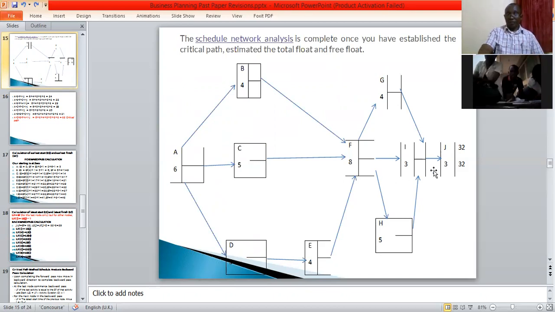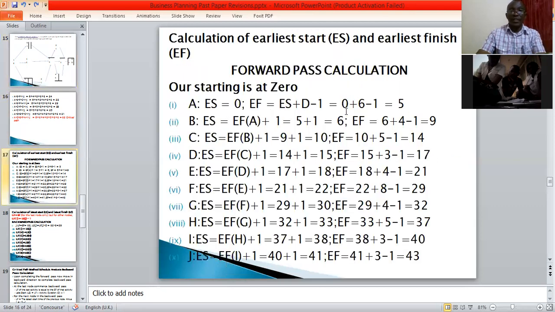Are we able to follow? Yes, sir, we are following. Okay. So this J here is the successor activity for I. But this H, F, and G are predecessor activities for I. True.